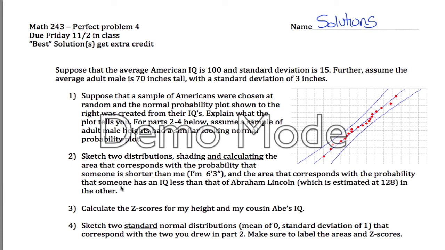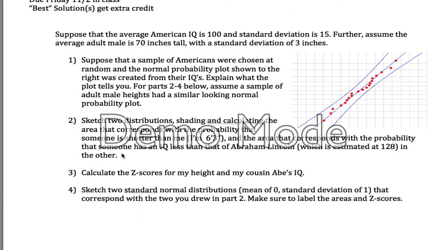Here are solutions to perfect problem 4. Suppose that the average American, okay, we've seen this before. The average American IQ is 100 with standard deviation 15, and the average adult male is 70 inches tall with a standard deviation of 3 inches. A sample of Americans were chosen at random, and the normal probability plot shown here was created from their IQs.